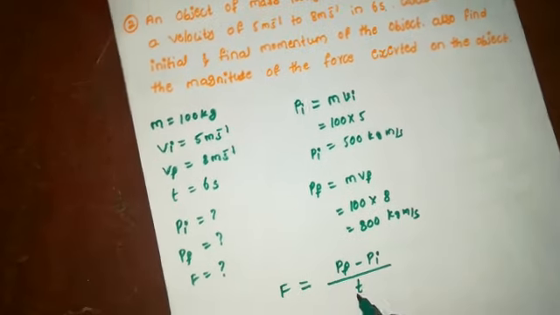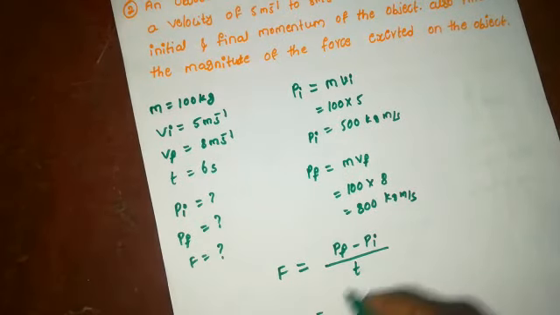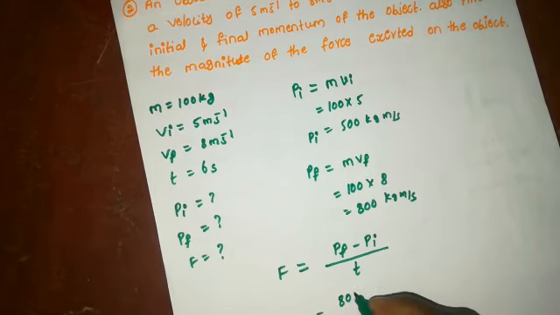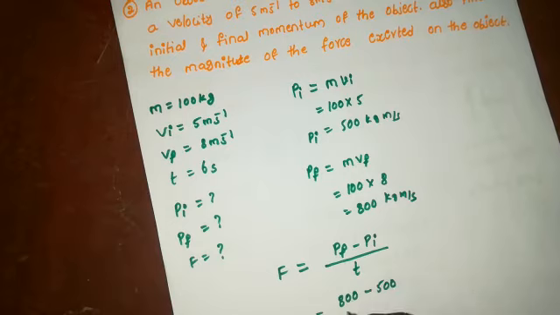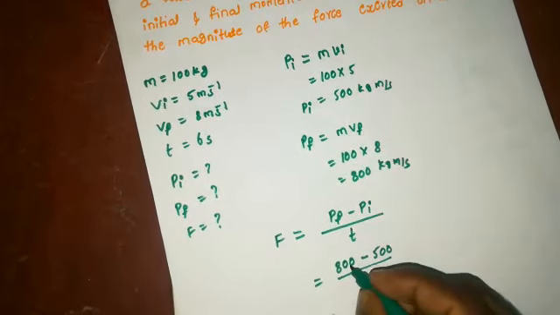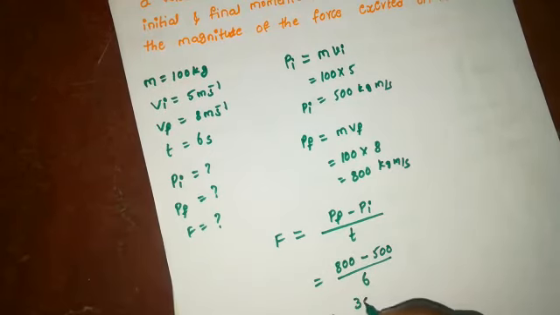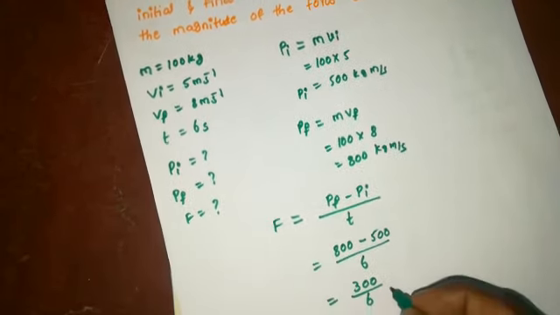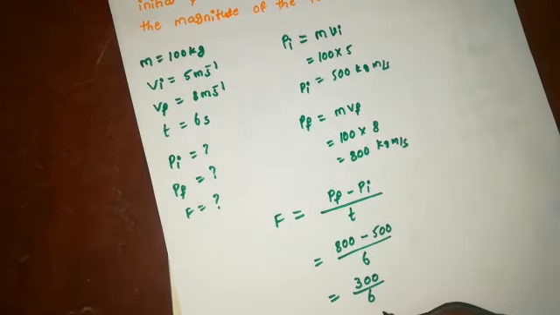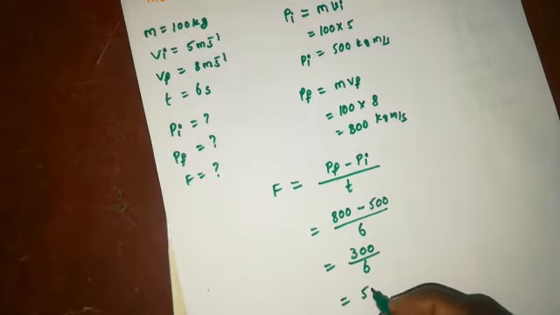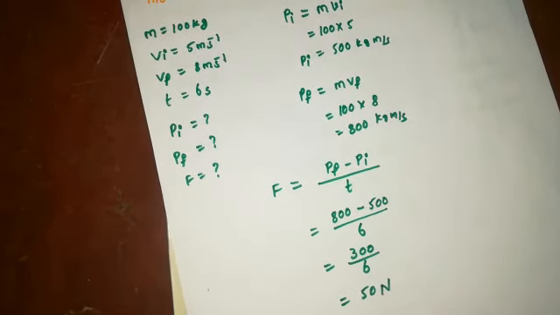Thus we find the magnitude of force, that is equal to pf, the final momentum, 800, minus the initial momentum, 500, divided by time, how much? 6 seconds. Now we subtract 500 from 800, we get 300 divided by 6. When we simplify 300 divided by 6, we get 50 newtons. The SI unit is newtons. The magnitude of force is equal to 50 newtons.